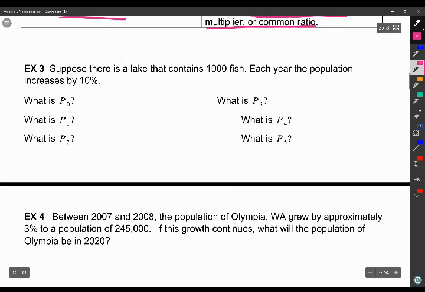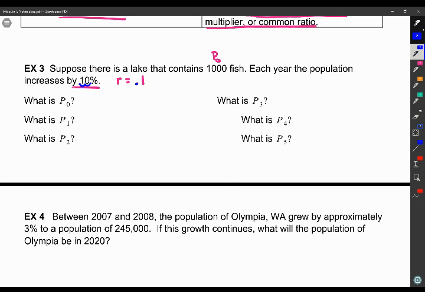So it says, suppose there's a lake that contains 1,000 fish. Okay, this is what I start with. This is my P sub 0. It says each year the population increases by 10%. Whenever you see that percent sign, you know that it is going to be an exponential growth. That R is going to be 0.1. You always want to change it. And remember, my decimal point is here, I move it over 2 places. So that's why we've got 0.1 instead of 10.